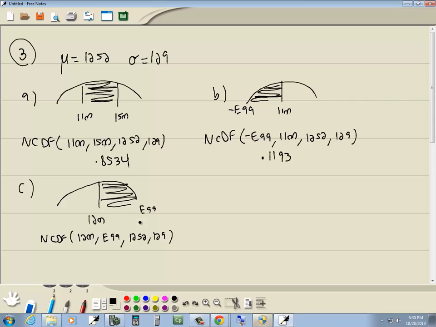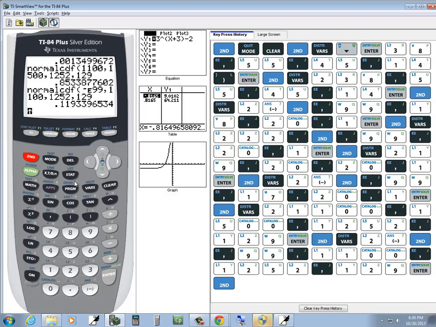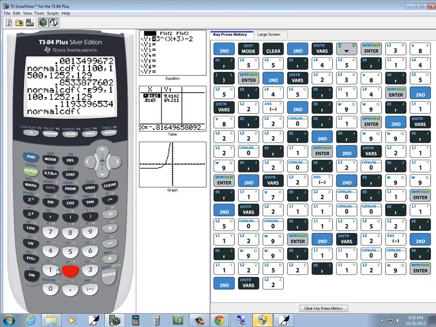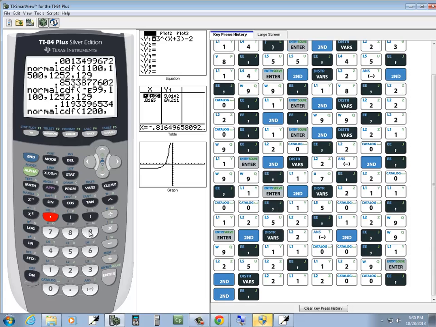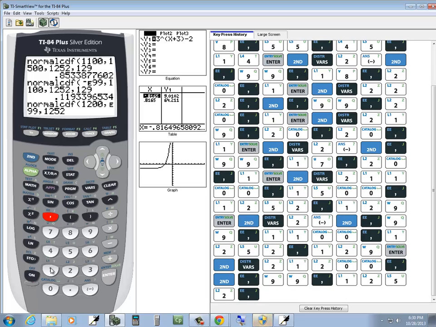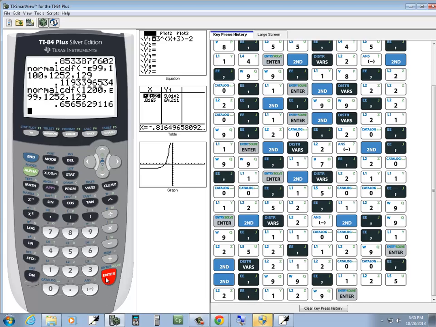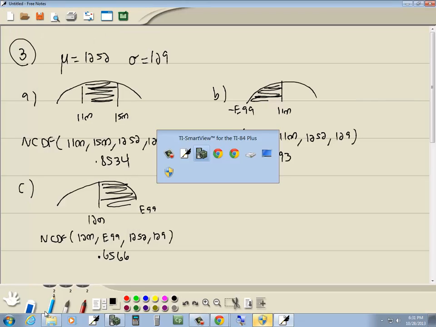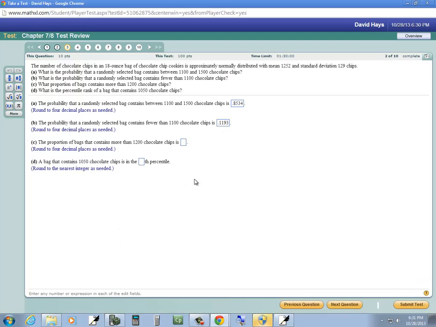So it's just our normal CDF. Do 2nd VARS and normal CDF, 1200, comma, 2nd, comma, 99, comma, our mean, which is 1252, comma, our standard deviation, which is 129. 0.6566. So 0.6566.